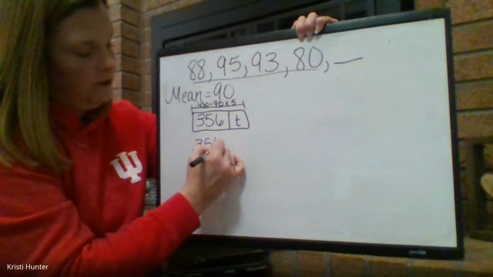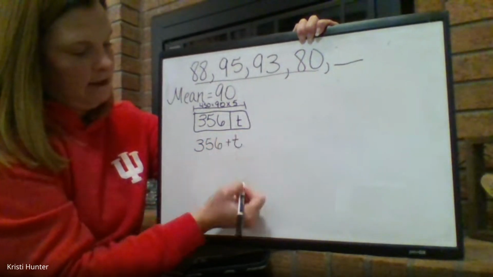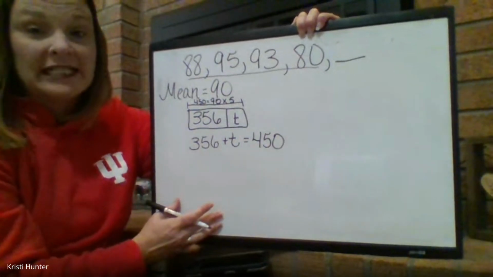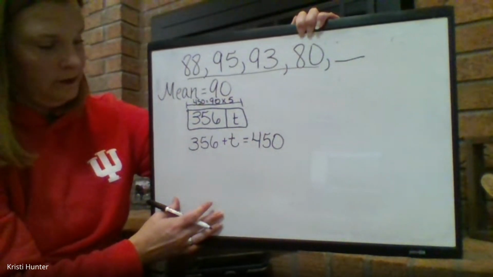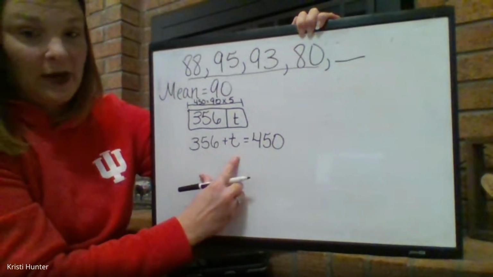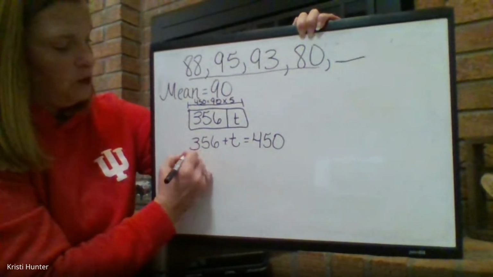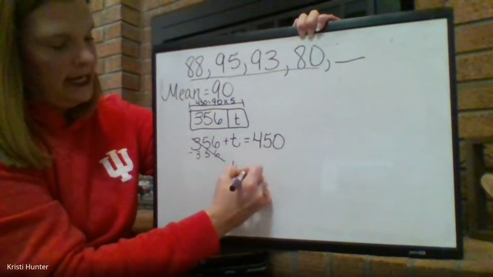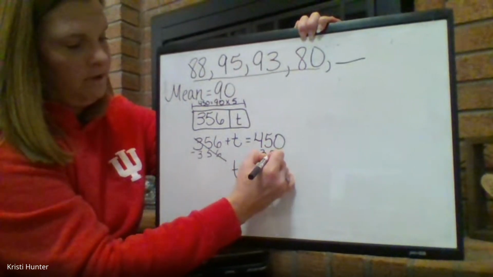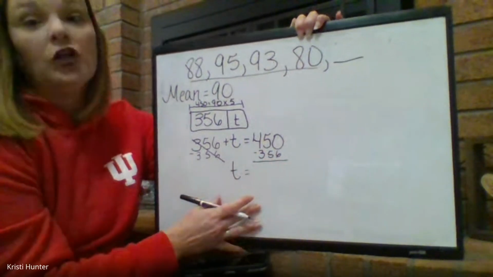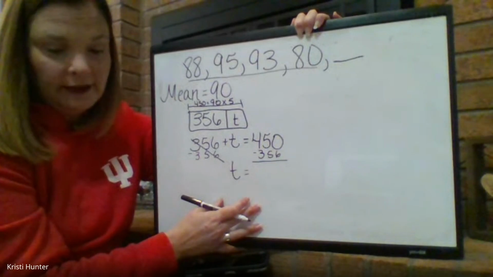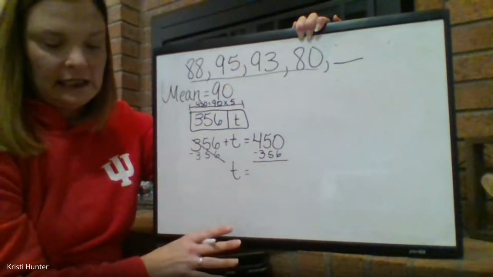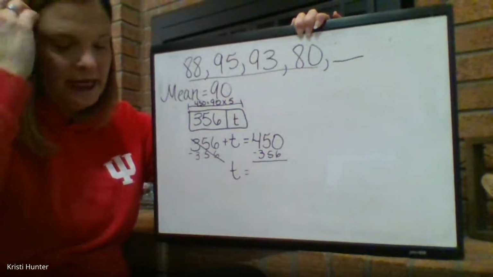So here's what my equation looks like. I have 356 plus a missing value, and that's going to give me 450. Which this is back to an equation we know how to solve, right? We're solving an addition equation for a missing variable. So that means we are just subtracting 356 from this side. So t is by itself. Subtract 356 from this side. And again, you can use your calculator. All right. So if I take 450 minus 356, anybody got your answer there?